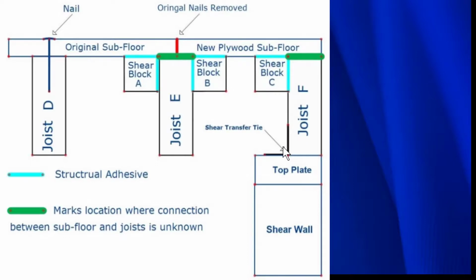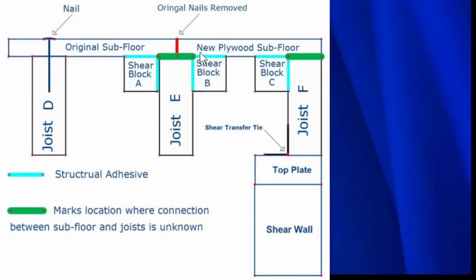Then we put in our usual shear transfer tie, and we got our plywood and all the other stuff down there. So we have connected this piece of plywood to this joist, and then the shear transfer tie and everything else. So this repair, this connection has been fixed. Now we come over here and we do the exact same thing.